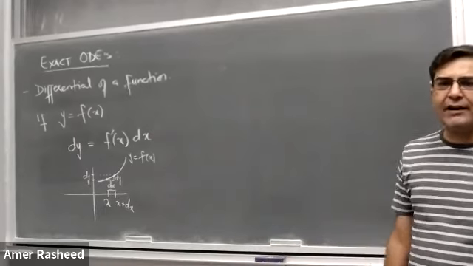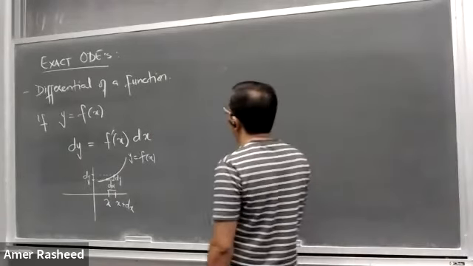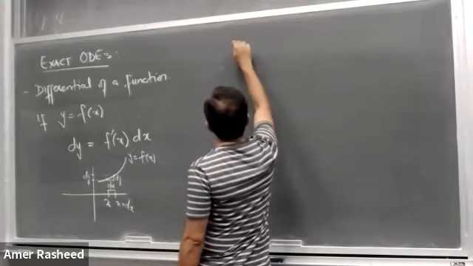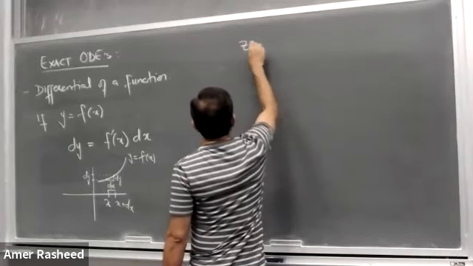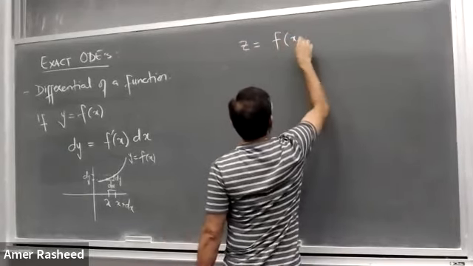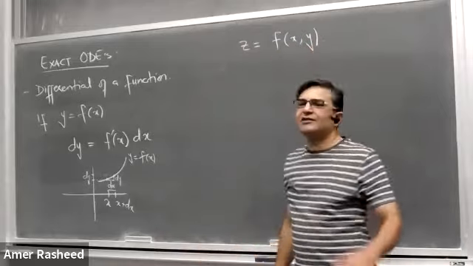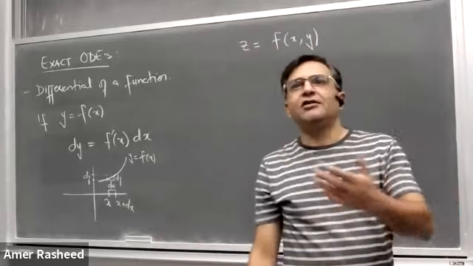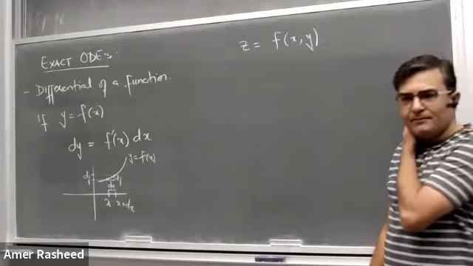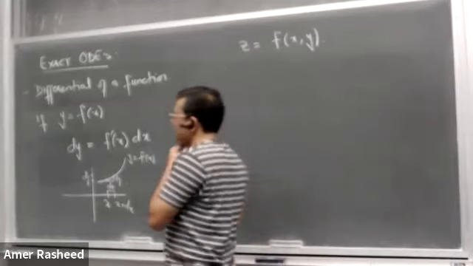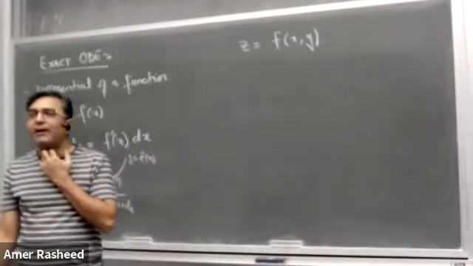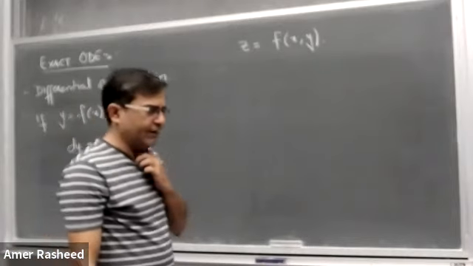Now, this was the function of single variable. Y is a function of x. But what if we have a function of two independent variables? For example, let z is equal to f of x, y. Here, now the function is a surface function. It's a function of two independent variables, x and y. Now, how do we take differential of a function which has two independent variables?